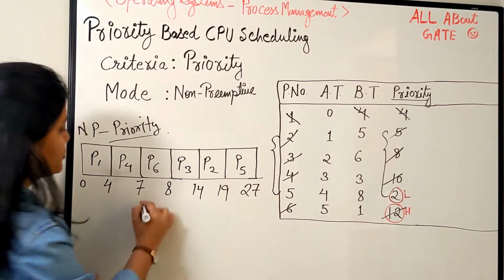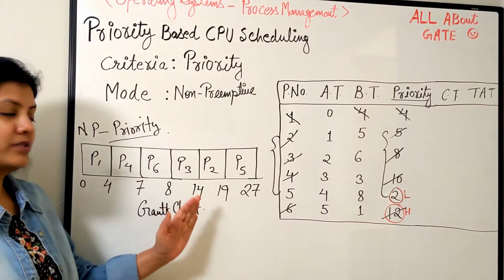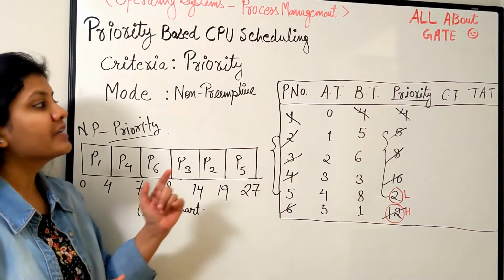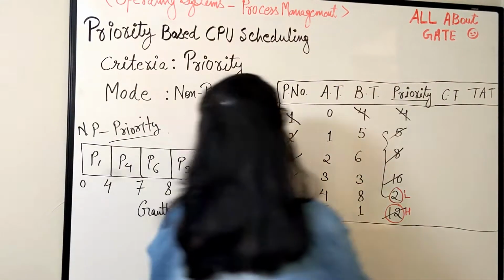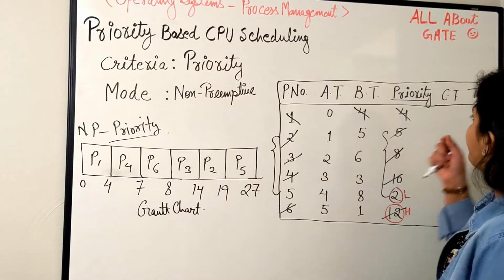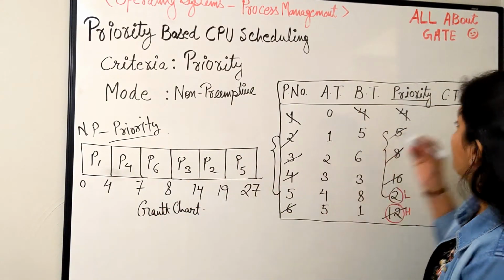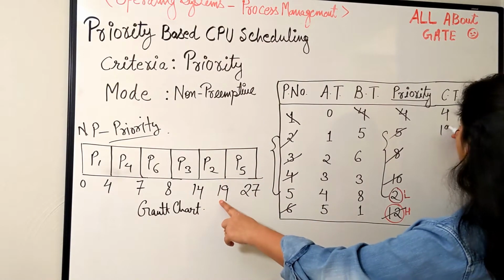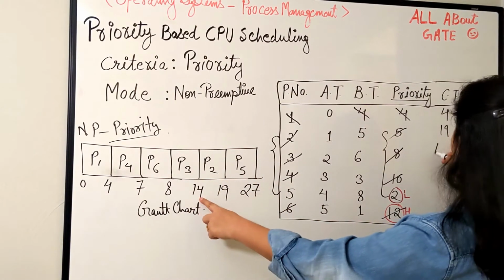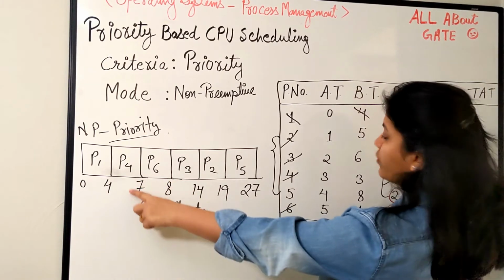So this becomes your Gantt chart. Now that we have scheduled all the processes, we are in a position to find out the completion time and the turnaround time. So let's do that. The completion time for process 1 is 4. For process 2 it is 19. For process 3, 14. Process 4, 7.